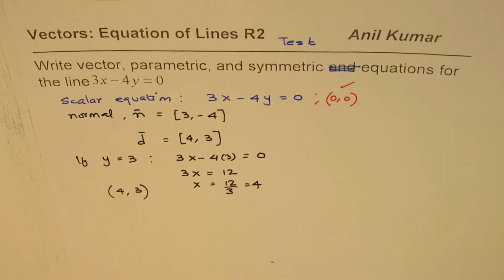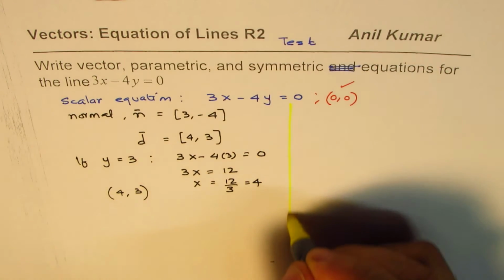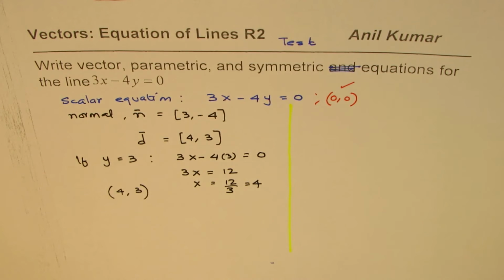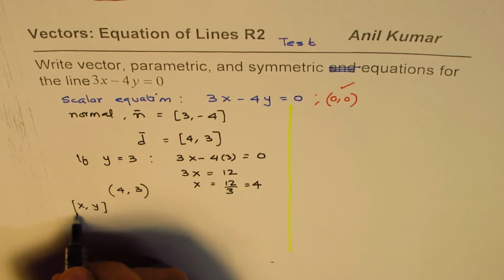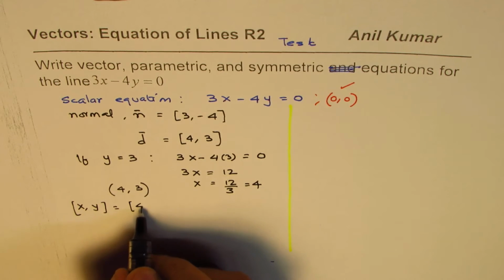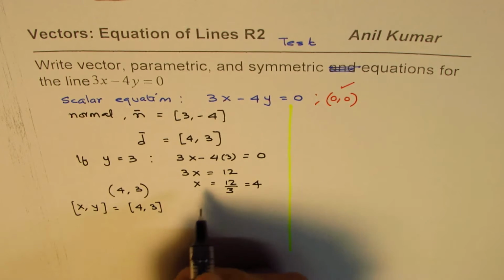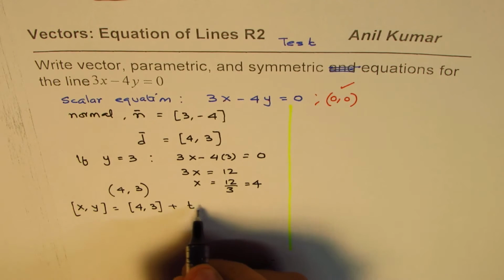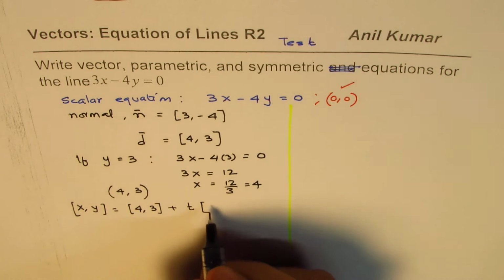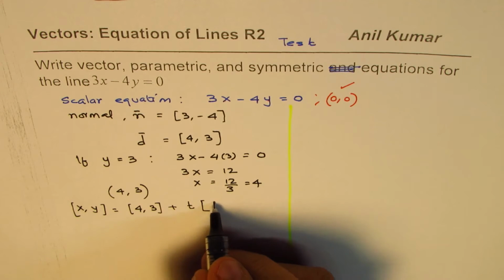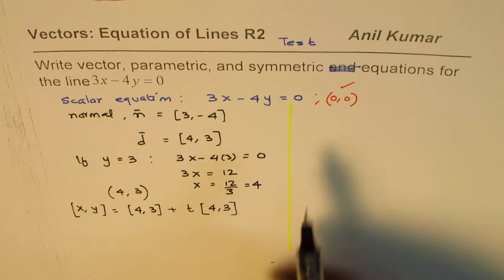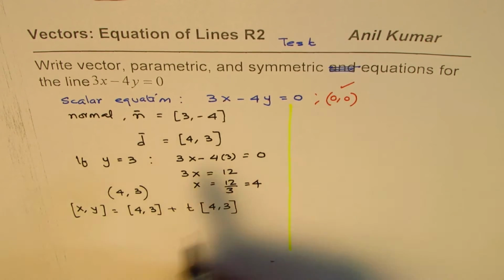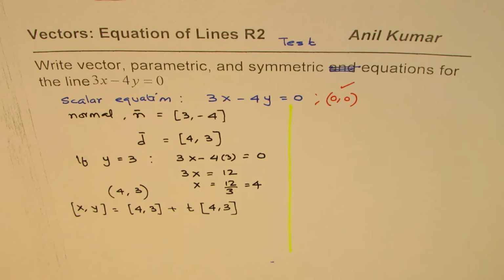Correct. So with that, we can get the vector equation. So the vector equation will be (x, y) equals the point, which is (4, 3), plus parameter t and the direction also (4, 3). Okay. You see that? So we get this point. Well, I would have preferred using (0, 0). Anyway, so we have this point.